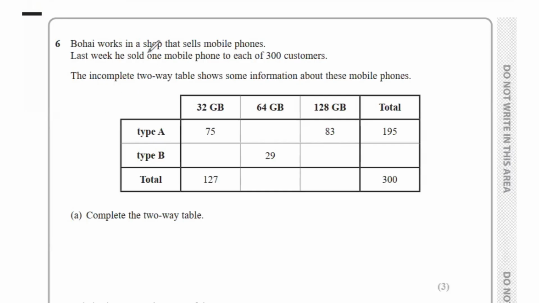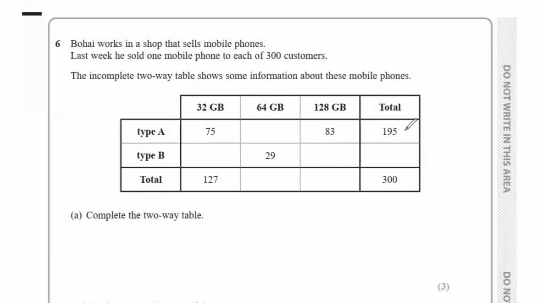Number 6 says Bahai works in a shop that sells mobile phones. Last week he sold one mobile phone to each of 300 customers. The incomplete two-way table shows some information about these mobile phones. So we have two categories, type A and type B, and then we have three categories for the size: 32 GB, 64 GB, and 128 GB. We have to complete the two-way table.